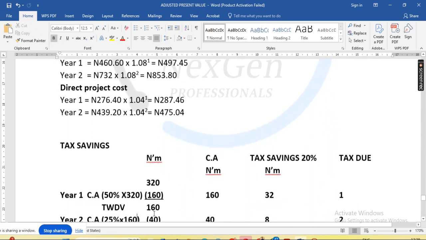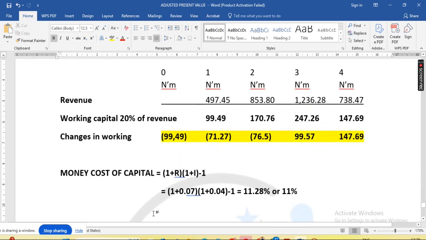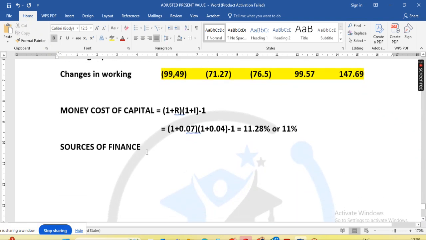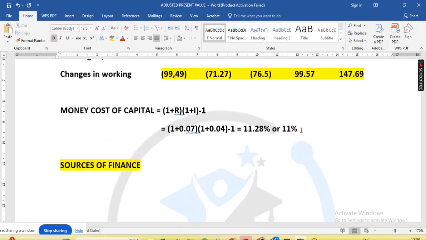Now, after the base case, we'll determine the base case NPV. The next thing is to do the PV of financing. Okay, before we talk about the PV of financing effect, we need to bring out the sources of finance, how the project will be financed. We need to go back to the question and check how it will be financed. Right?